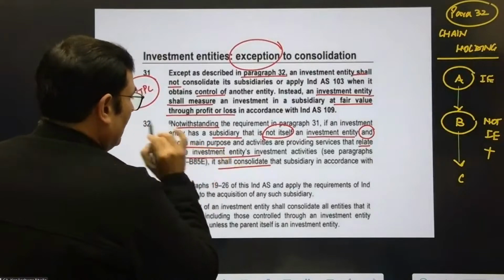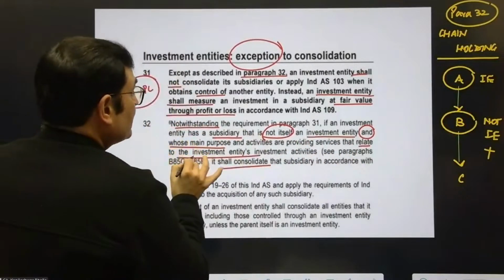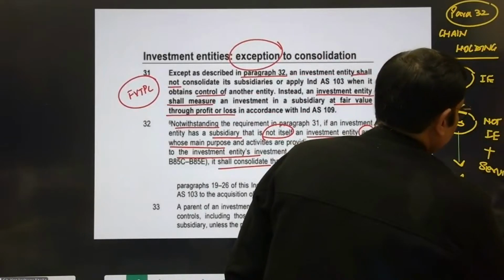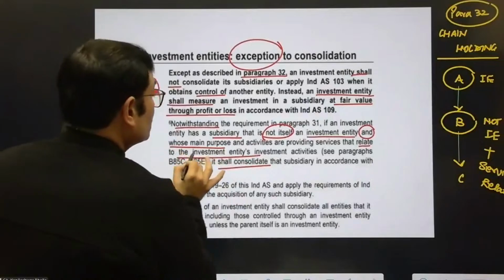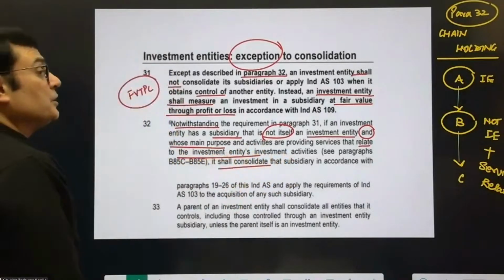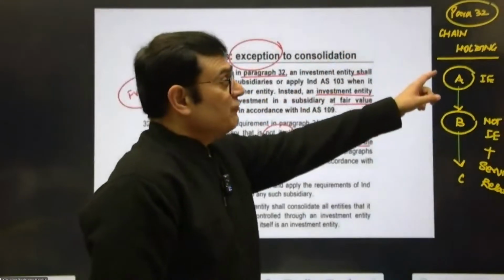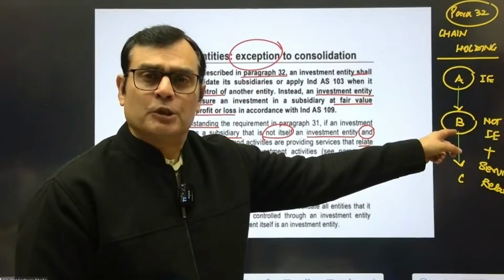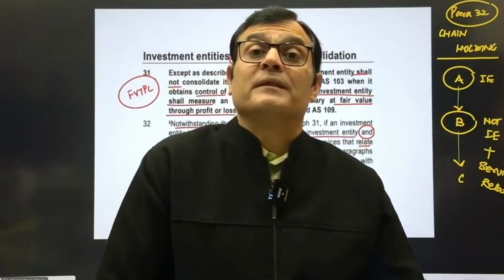whose main purpose and activities are providing services that relate to the investment entity. He is providing services which are related to the parent company A. He says whose main purpose is providing services that relate to the investment entity's investment activity. It shall consolidate. It shall consolidate. So if A is an investment entity, 1, if B is not an investment entity, 2, and number 3, B does the work which is related to an investment entity.